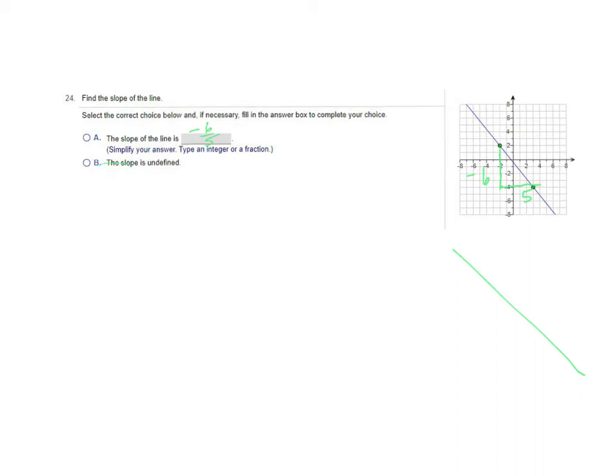And I would immediately know that my slope wasn't undefined, because for it to be undefined, it would have to be a vertical line, and I clearly had a line that had a negative slope that was decreasing.